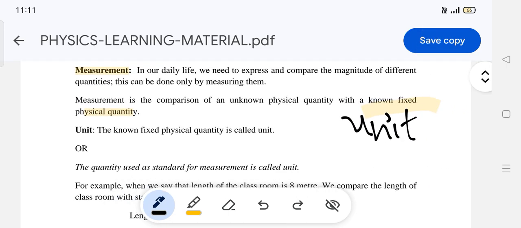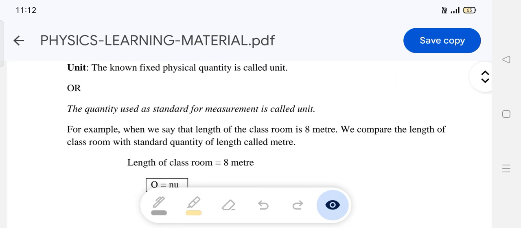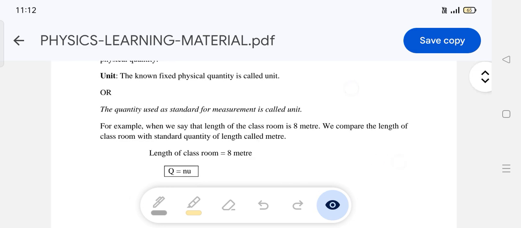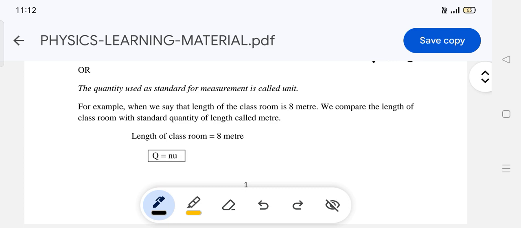Okay, so here they give the unit definition. The quantity used as a standard for measurement is also known as the unit. For example, for this physical quantity, we say that the length of the room is 8 meters. We compare the length of the classroom with a standard unit called the meter.